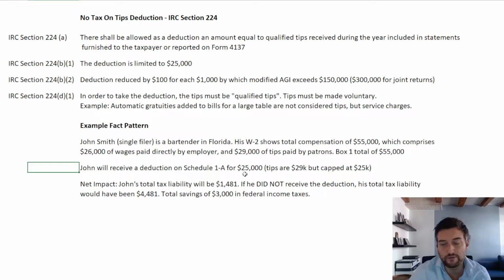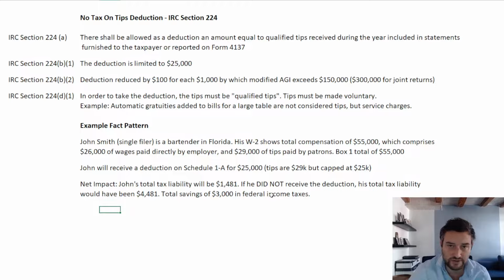And why is it 25? Well, that's the limit, right? So even though his tips were 29K, it's capped out at 25,000. And what we'll see here is that this is a good thing that was added in the bill, right? So his total tax liability is going to end up being $1,481 with this deduction.